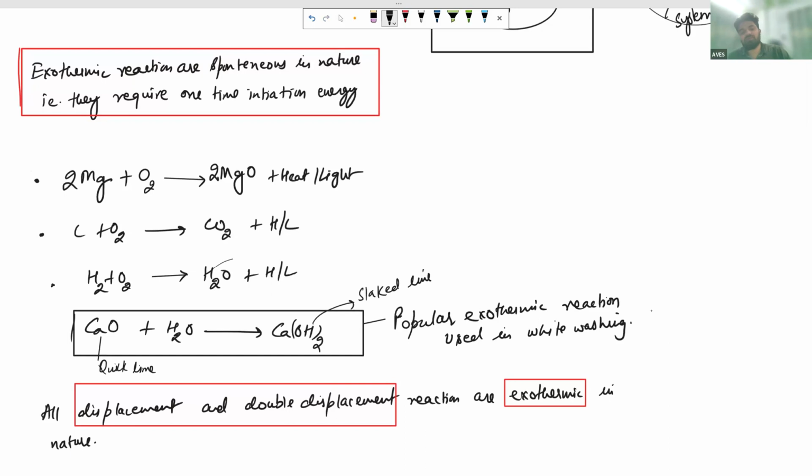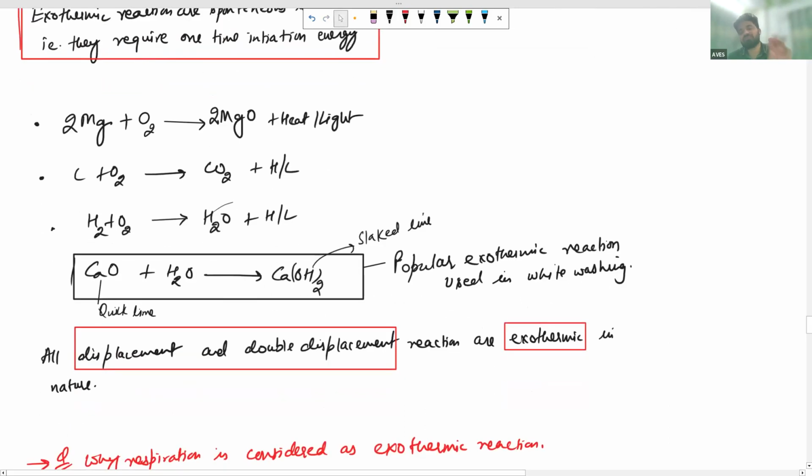Note it down. Then we are going to study in the next class displacement and double displacement reactions. So note it down. All displacement and double displacement reactions are exothermic in nature.